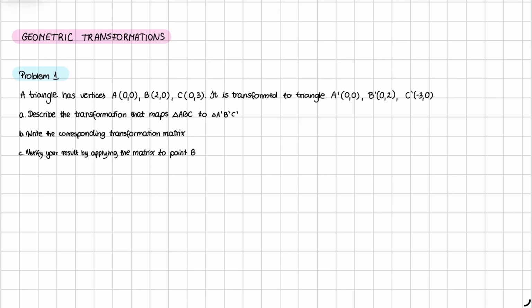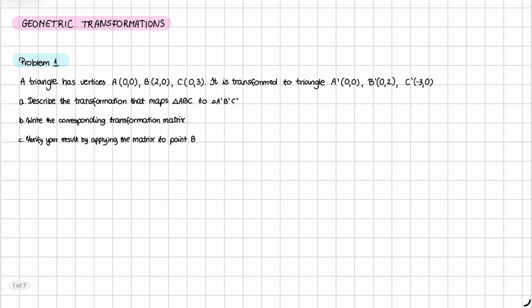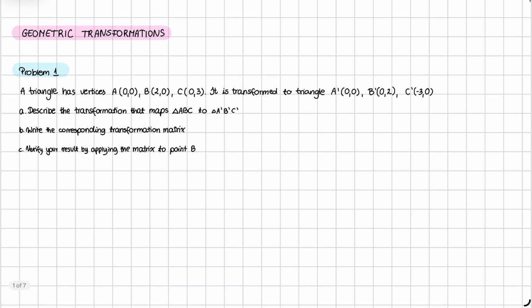Problem 1. A triangle has vertices A with coordinates (0, 0), B with coordinates (2, 0), C with coordinates (0, 3). It is transformed to triangle A'(0, 0), B'(0, 2), and C'(-3, 0). A. Describe the transformation that maps triangle ABC to its image A'B'C'.